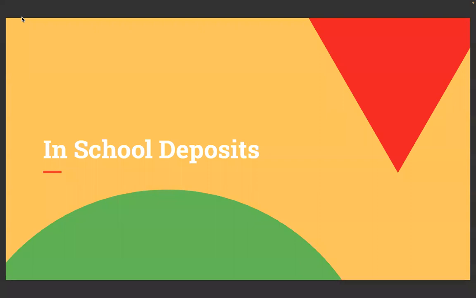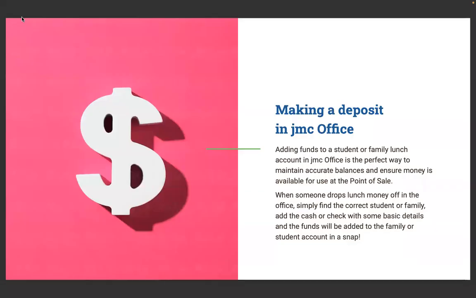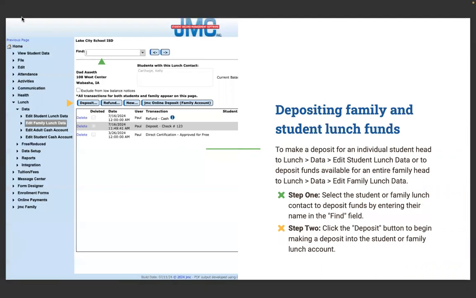So making deposits into accounts, in-school deposits, this is somebody shows up with money, drops off a check, drops off cash. Now what do I do with it? How do I get this cash transaction into JMC? No problem. We're going to head to lunch data, edit family lunch data, find that family. Using the find field there, step 2, we're going to click that deposit button.